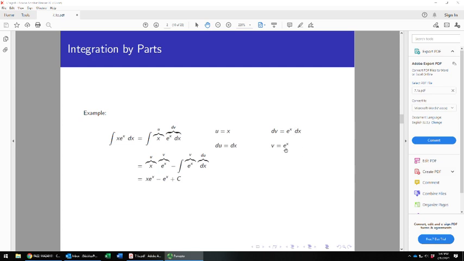Notice back up here, we didn't bother putting the plus c. We just need an antiderivative here. We will handle all arbitrary constants at the very end, which is what we did here.